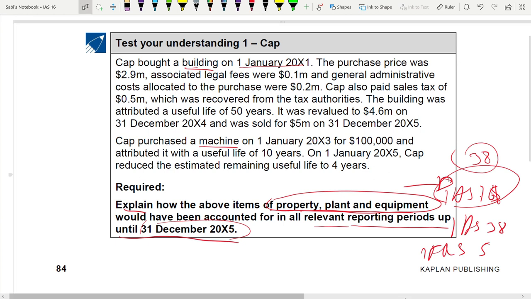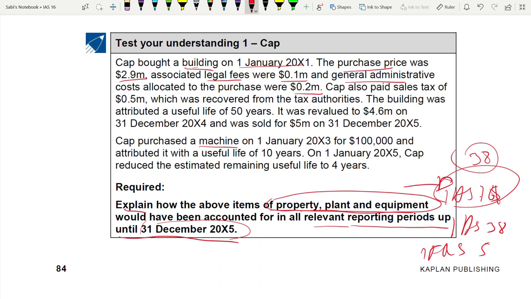So CAP bought a building on 1st of January 2001. The purchase price was 2.9 million, legal fees were 0.1 million, and general admin cost was 0.2 million. You see, they are giving you different types of cost. Now it's up to you what you will capitalize and what you will take as an expense. CAP also paid sales tax of 0.5 million, which was recovered from the tax authorities. The building was attributed a useful life of 50 years. It was revalued to 4.6 on 31st December 2004 and sold for 5 million on 31st December 2005. Okay, I can understand that you have pictured everything about the building.